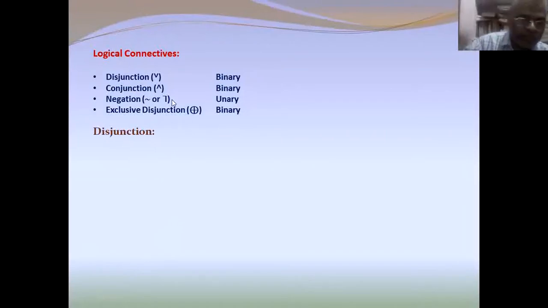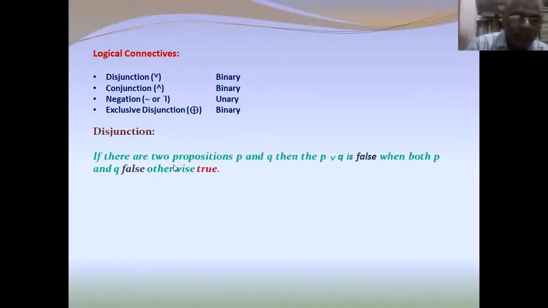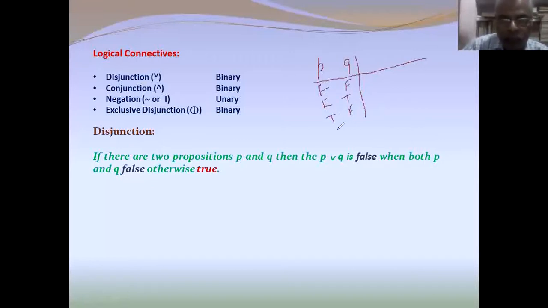First is disjunction. What is disjunction? If there are two propositions P and Q, then P join Q is false when both P and Q are false. Otherwise, it is true. Suppose there are two propositions P and Q. Then they have four different combinations. Both may be false. First is false, second is true. First is true, second is false, and both are true. These four are known as the interpretations of these two propositions.